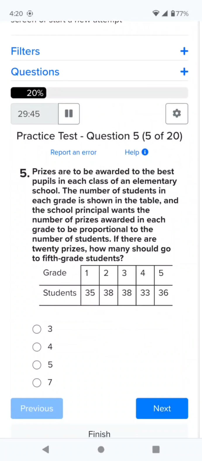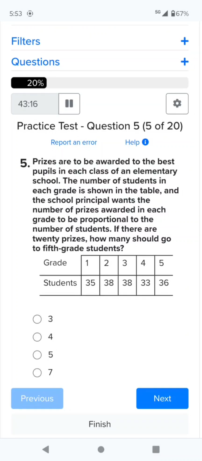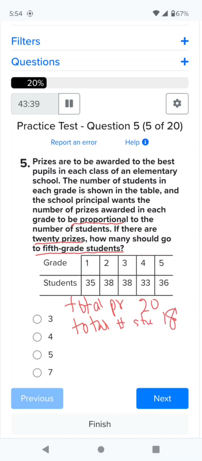Prizes are to be awarded to the best pupils in each class of an elementary school. The number of students in each grade is shown in the table, and the school principal wants the number of prizes awarded in the grade to be proportional to the number of students. If there are 20 prizes, how many should go to 5th grade? All right, so he is looking for a proportion, right? There's 20 prizes. There's a certain amount of that should go to 5th grade. If I have the total number of prizes, which is 20, then I need to figure out the total number of students, which is 180.